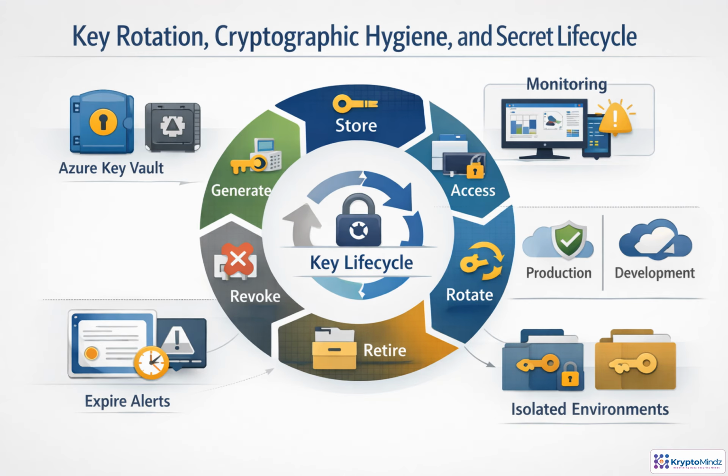Treat keys and secrets as living assets that move through a lifecycle. They're created, used, rotated, and eventually decommissioned, and each phase needs clear rules. You generate them in a controlled way and store them centrally in Key Vault or HSM. You define rotation for signing keys, TLS certificates, and API credentials, and continuously monitor usage and expiry while separating production from non-production. Finally, you're ready to revoke and retire anything suspicious or no longer needed.